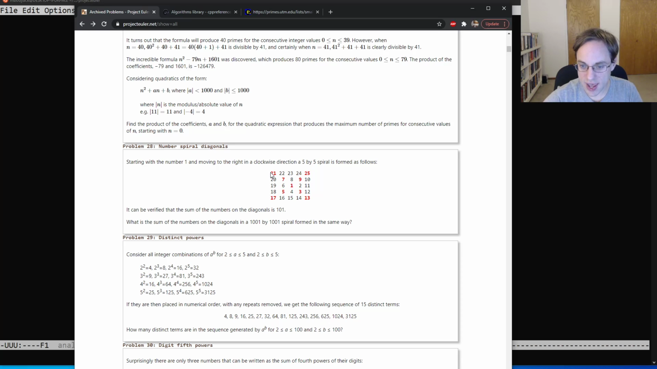We can also look at the difference between corner numbers, which is what we're interested in, numbers along the diagonal. And see that in the first layer, the difference is 2. In the second layer, the difference is 4. In the third layer, the difference would be 6, etc. So this makes it pretty easy to determine the value of the corner numbers in each layer.